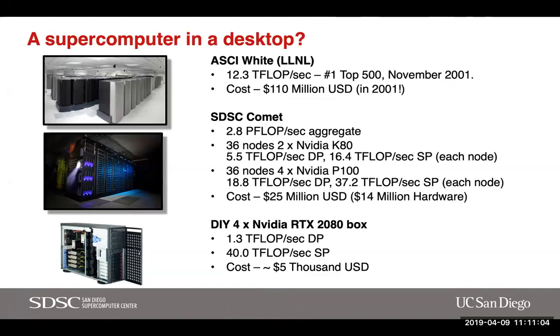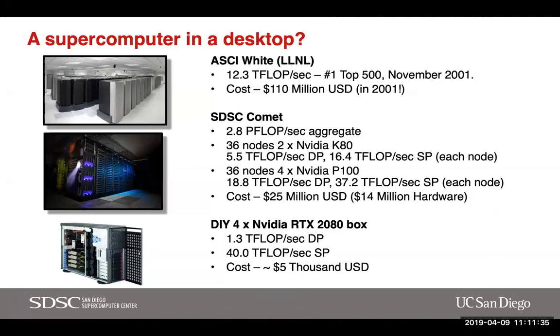Just as a historical perspective, if you look at the top left, that's the ASCI White supercomputer that was number one on the Top500 list in 2001, almost two decades ago, at Lawrence Livermore National Lab. It had a peak performance of 12 teraflops per second and cost $110 million back in 2001, so really, really expensive. What we have at SDSC has 2.8 petaflops per second aggregate performance. That's the performance we get out of all our CPU cores and all the GPUs that are installed.